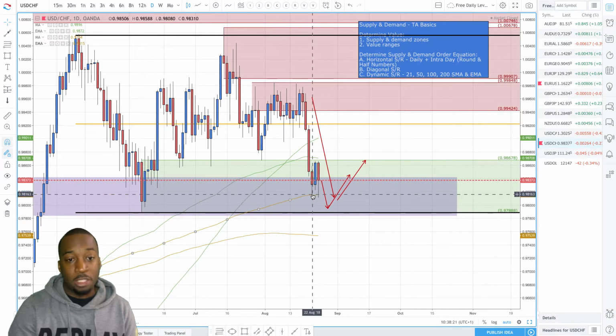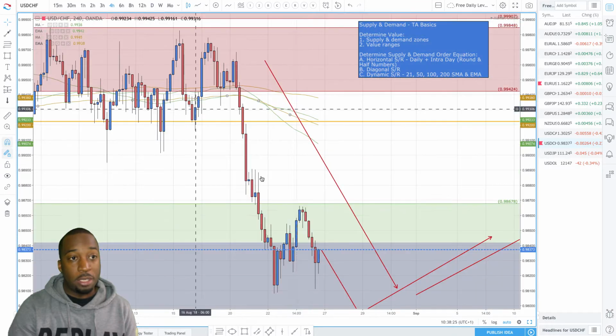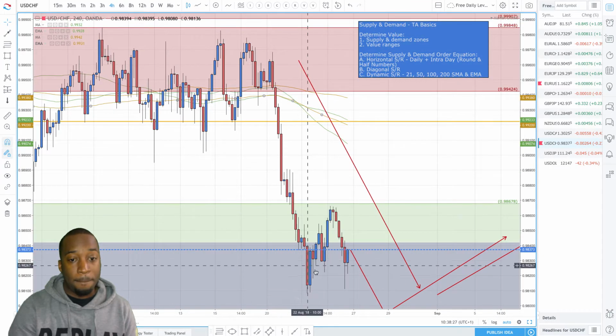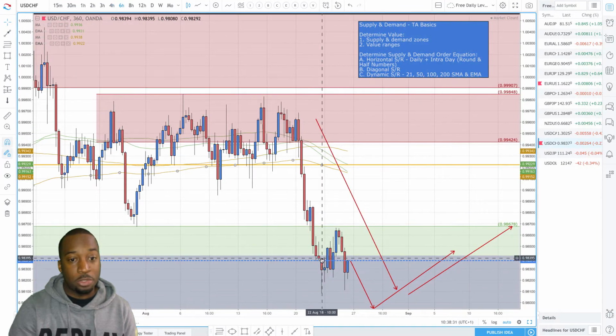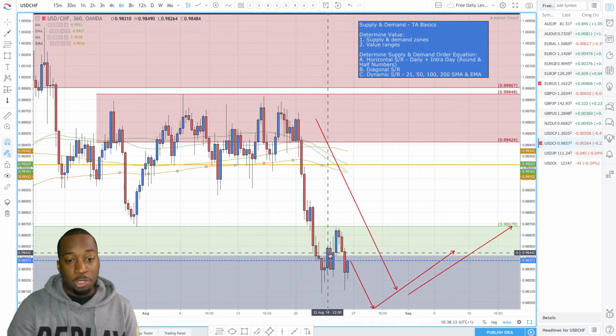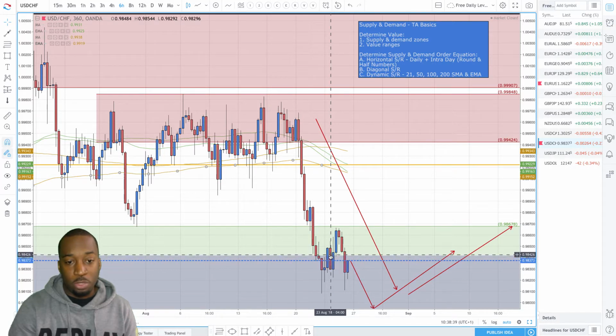And this is what I've done. I zoomed into a 4-hour time frame chart, and this is where I ended up entering. In fact, it was a 6-hour. I'll show you. On the 6-hour chart, I ended up entering around the 98.42 level. So I'm around here, right?